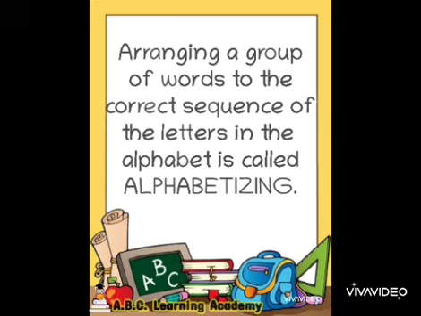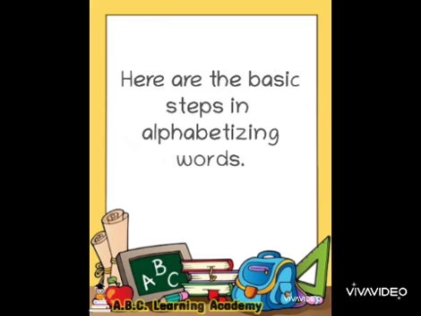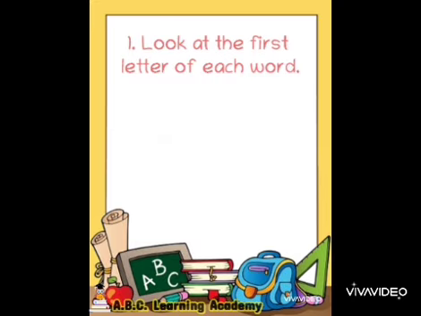Arranging a group of words to the correct sequence of the letters in the alphabet is called alphabetizing. Here are the basic steps in alphabetizing words. Number 1. Look at the first letter of each word.